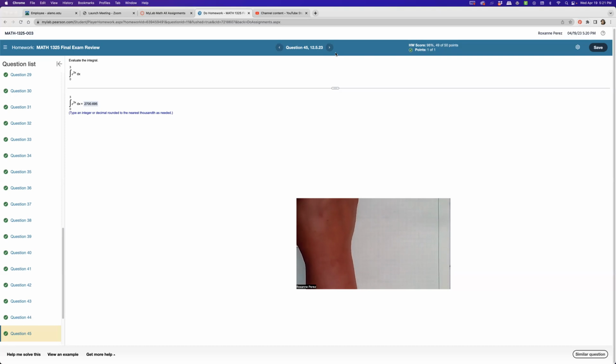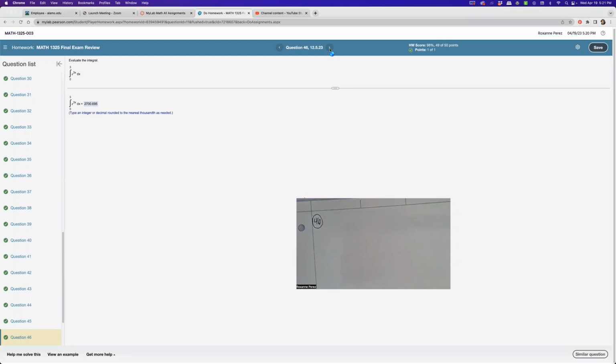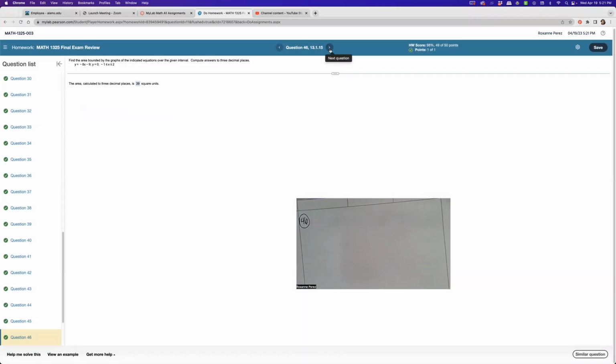So we got 46. Okay, 46. Find the area bounded by the graphs of the indicated equations over the given interval. So our equation is y equals negative 8x minus 9 and y equals 0. And we're evaluating over the interval negative 1 to 2.